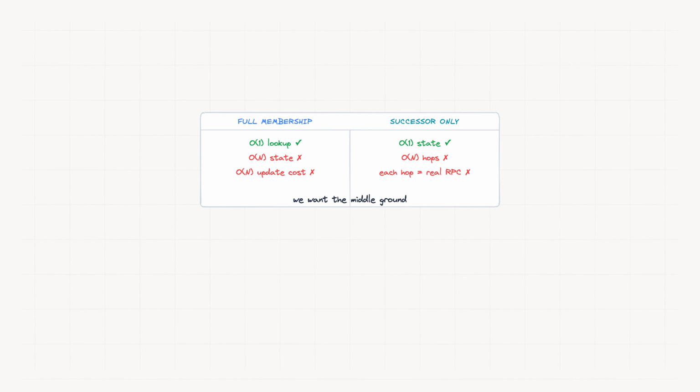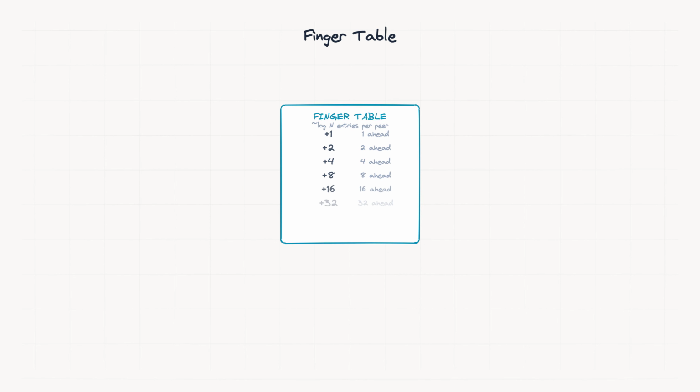Full membership gives you fast lookup but expensive state. Successor only gives you cheap state but slow lookup. We want the middle ground. That's what a finger table gives you. Instead of storing every peer or just one peer, each peer stores a small routing table, roughly log n entries. The trick is how those entries are spaced.